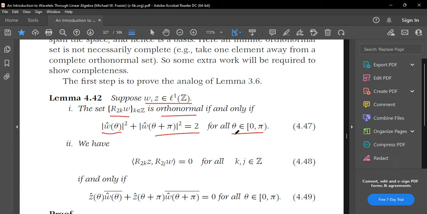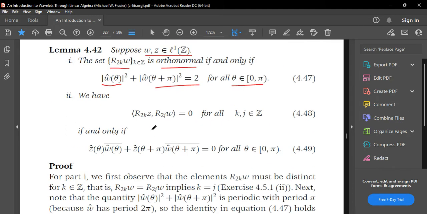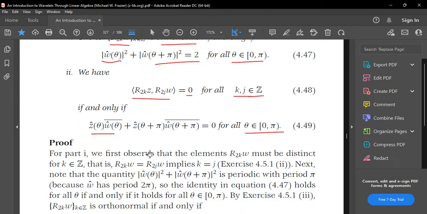This result can be seen in the finite case also. We have proved there that the inner product between different translates, k belonging to Z, is equal to 0 if and only if this identity follows for all theta belonging to 0 to pi. And for the first stage basis, the proof is similar to that of the discrete case that we have done.